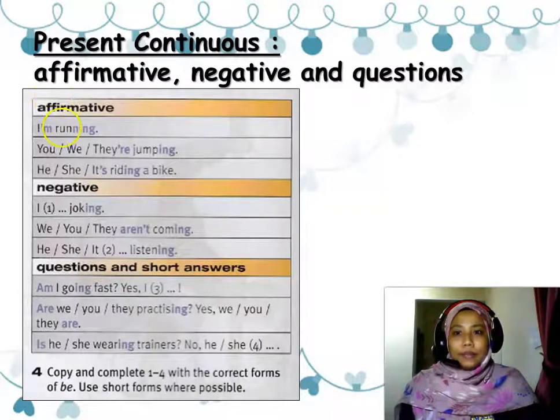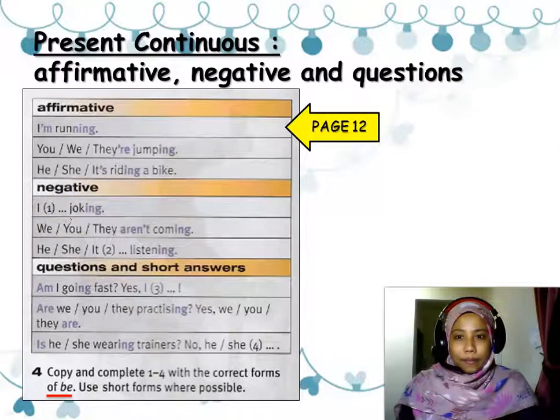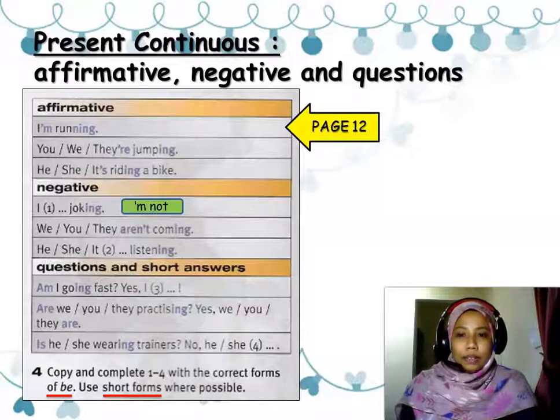Next, let's try exercise 1 for the negative statement. I am not joking. And 2, he, she, it is for singular, is not listening or isn't listening. Short forms for is not.